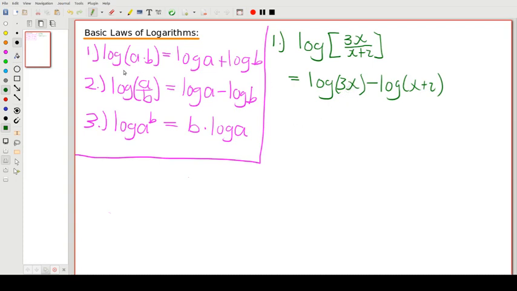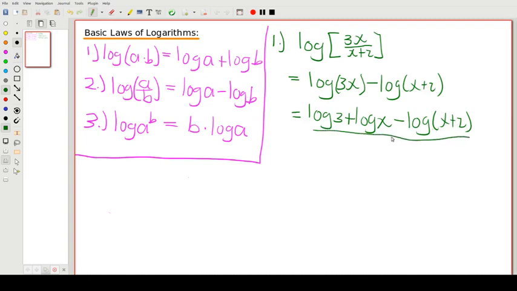So multiplication, that's rule 1, that turns into addition. So we have log of 3 plus log of x minus log of x plus 2. We see there's no rule for additions. If we've got log of something plus something, it can't go simpler than addition, so that's where it stays. And that is our final answer.